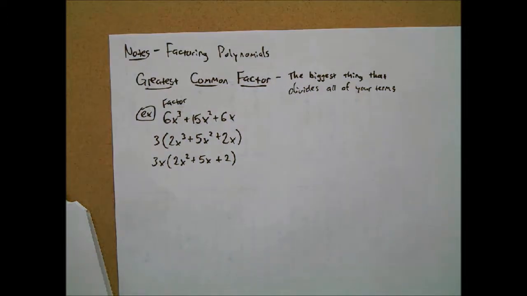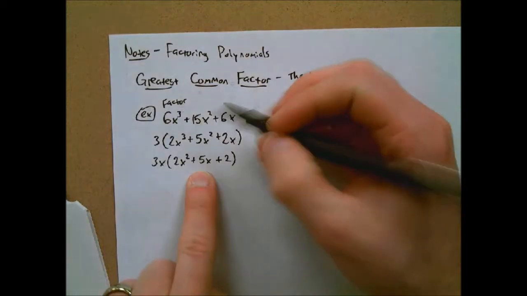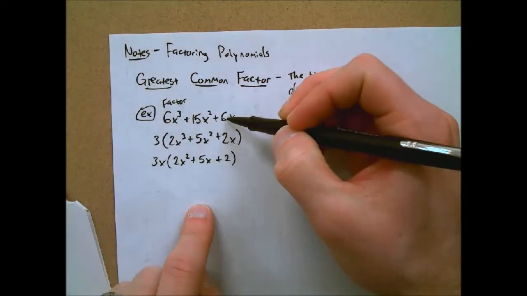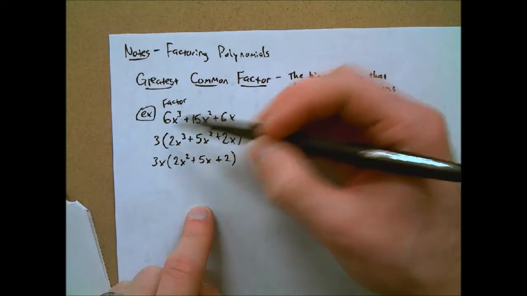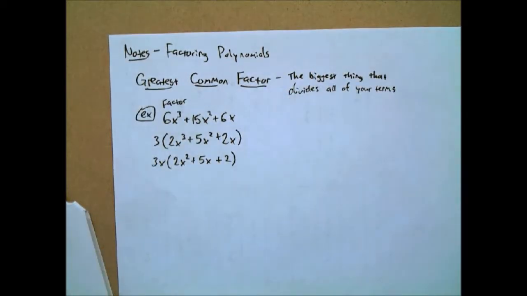Question? Sorry? The 5 here? So 6, 15, and 6. If you look at those, you can see that they all are divisible by 3. So pull the 3 out, so 15 divided by 3. Just divide.